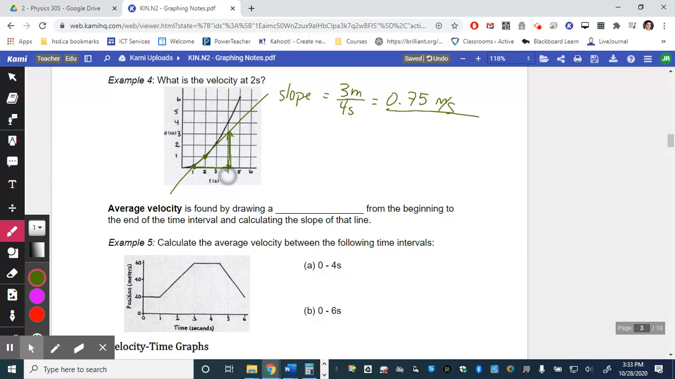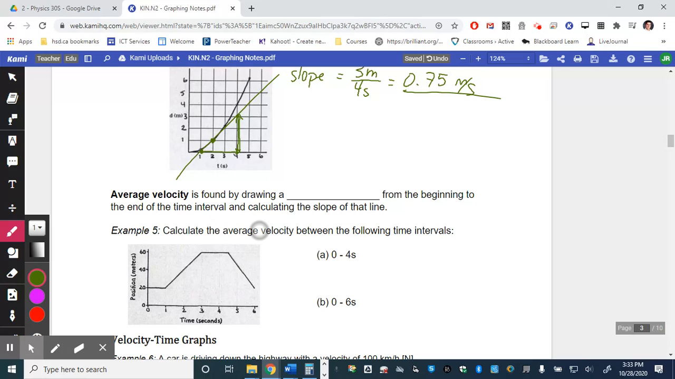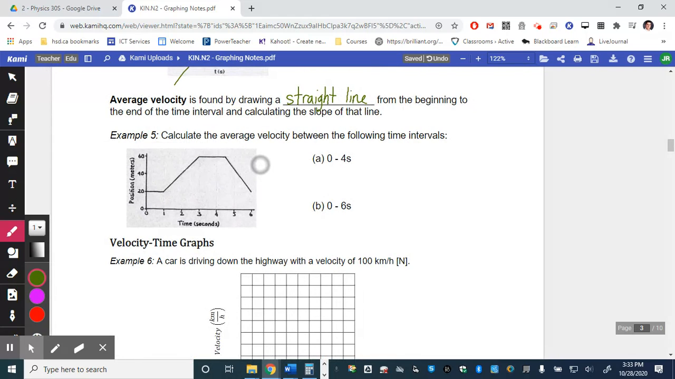Average velocity is found by drawing a straight line from the beginning to the end of a time interval and calculating the slope of the line. That's how we find the average velocity, because for average, we don't care about the path that we took to get there.